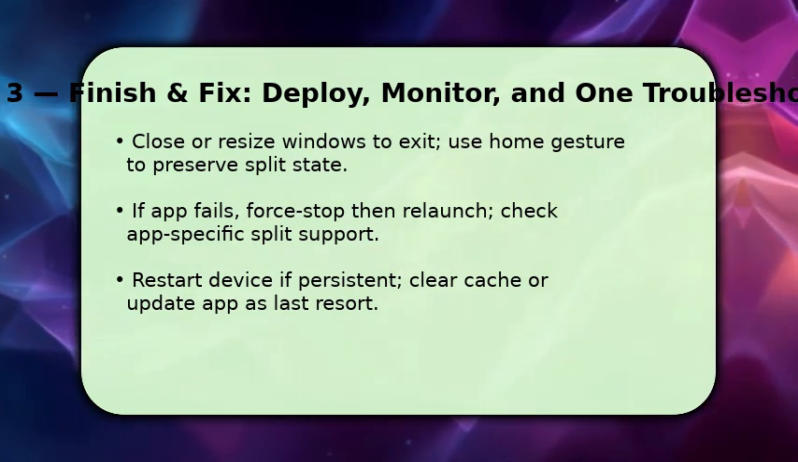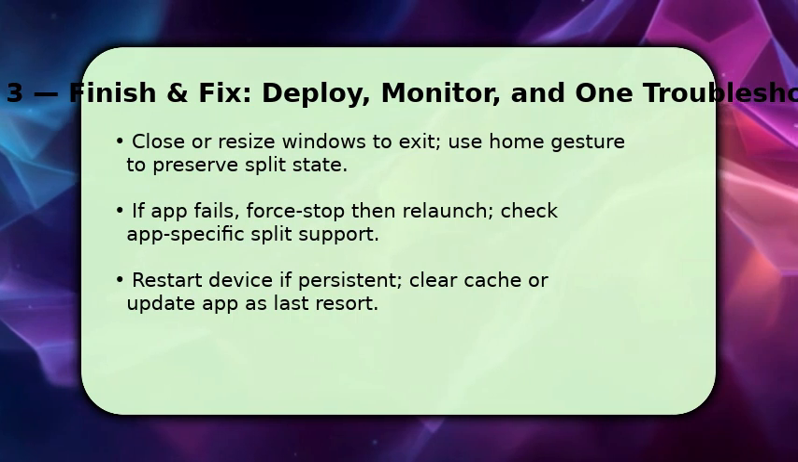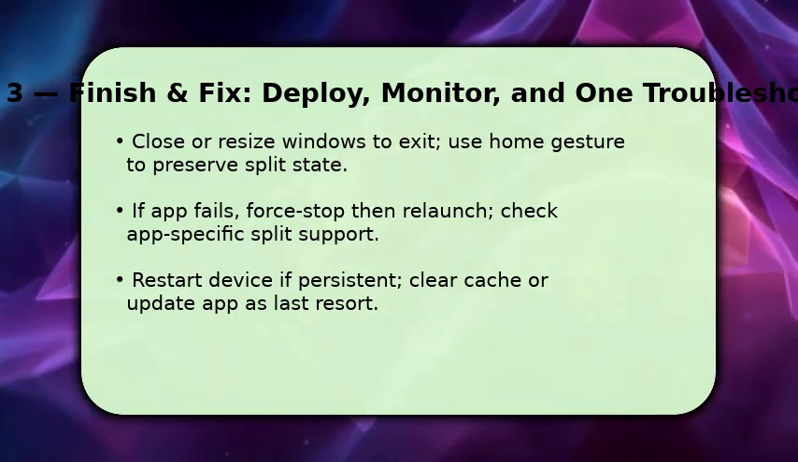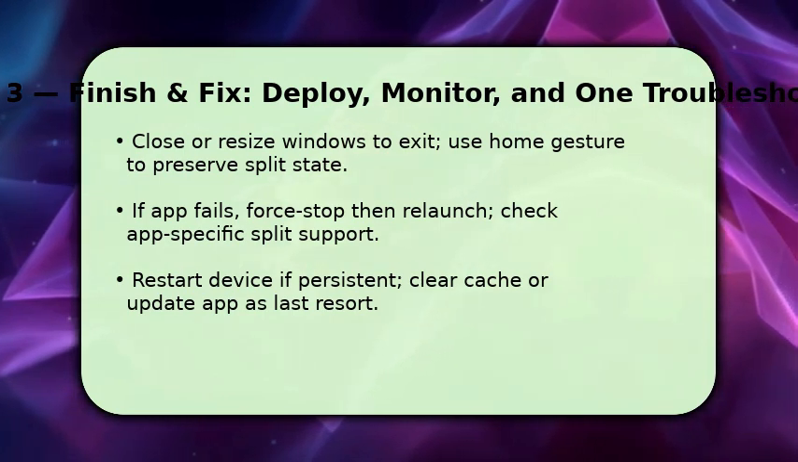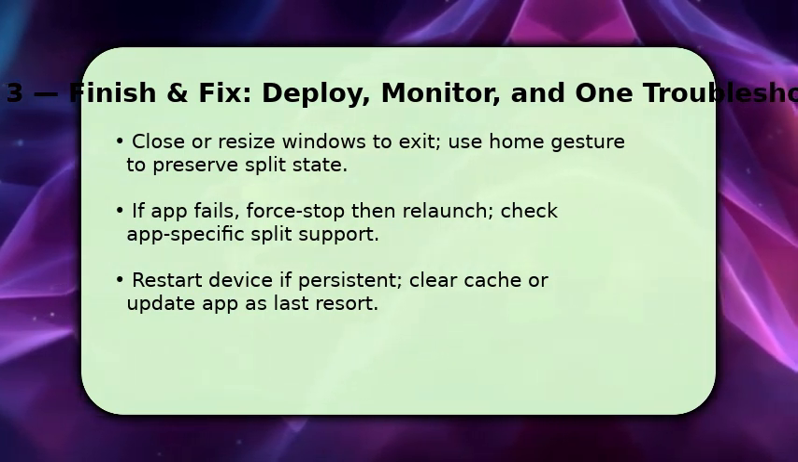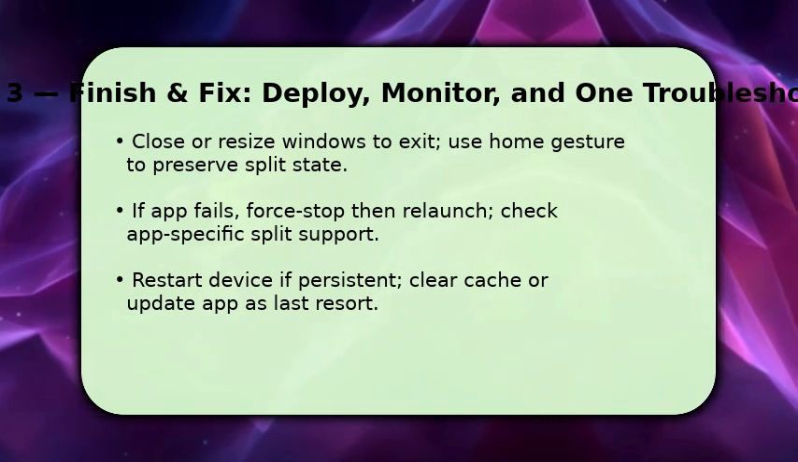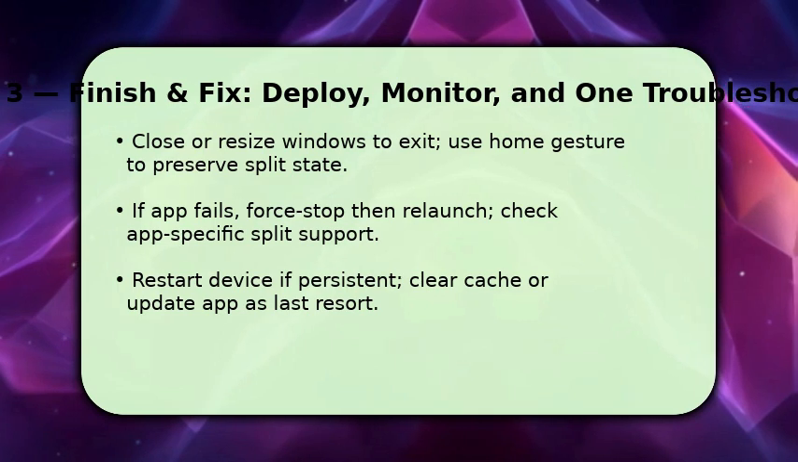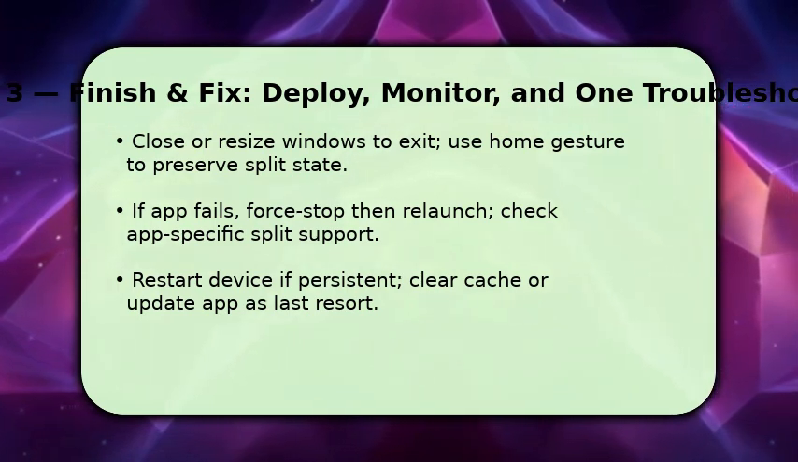If an app fails to render in split, force stop and relaunch it because many issues stem from temporary glitches. Make sure the app actually supports split. Some block it intentionally. If problems persist, restart the device, clear app cache, or install updates and then retry. This sequence clears corrupted state and generally resolves stubborn split screen faults.